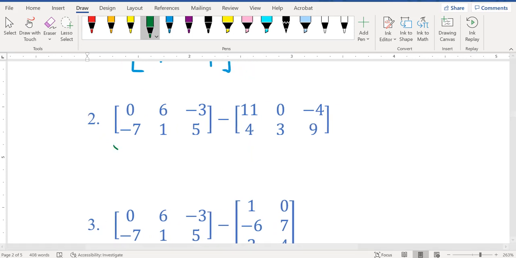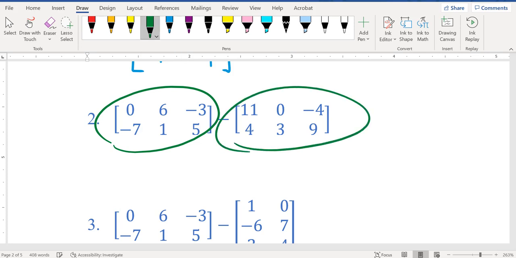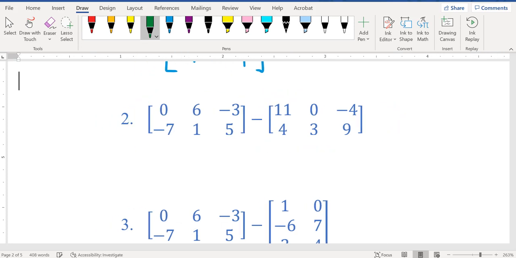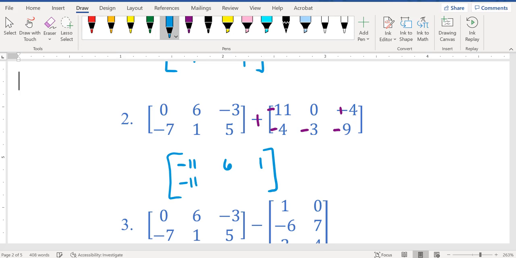Just to do a quick mental check, this is a 2 by 3 minus a 2 by 3. I can do that subtraction. The answer would be, I'm going to do this, negative, negative, negative, positive, negative: 0 plus negative 11, 6 plus 0, negative 3 plus 4, negative 7 plus negative 4, 1 plus negative 3, and 5 plus negative 9.